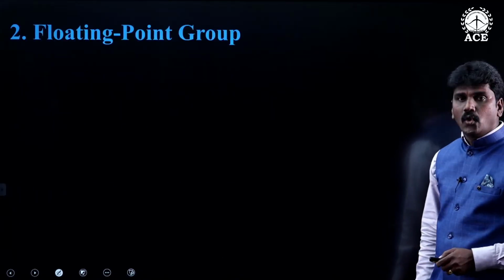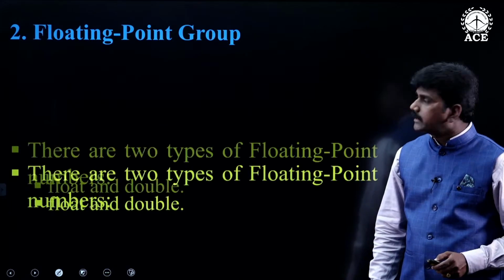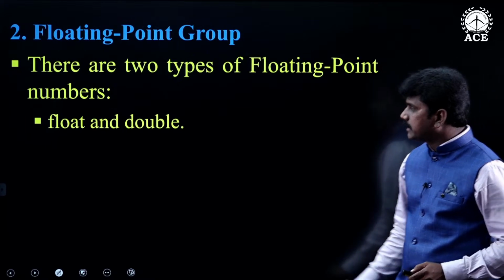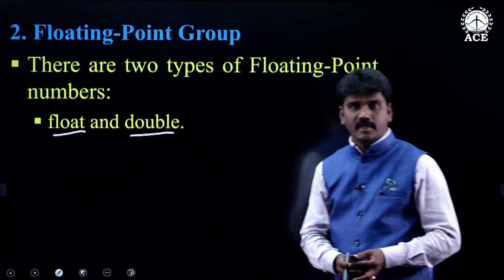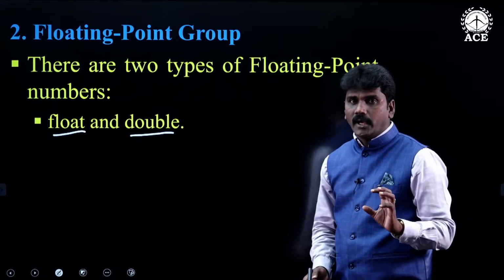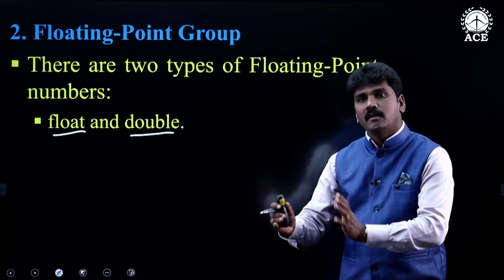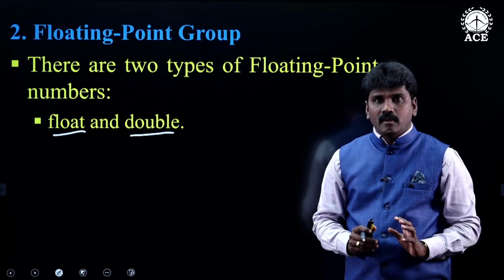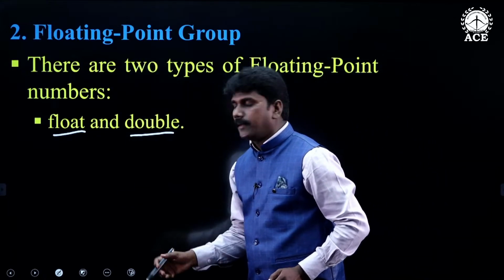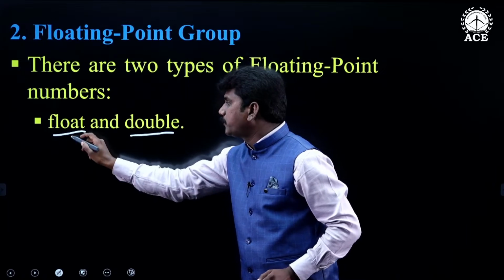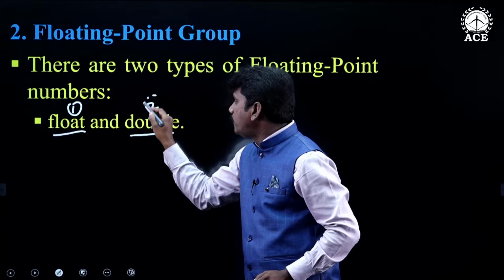Next one is the floating point group. Again, this floating point group contains two types. One is float and the second one is double. So under floating point, whenever we have to represent decimal values, we can go with the floating point data types. The floating point data types we have are float and the second one, double data type.